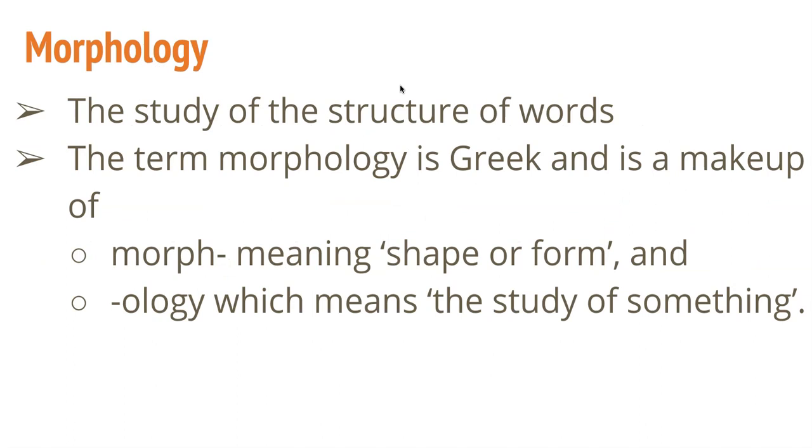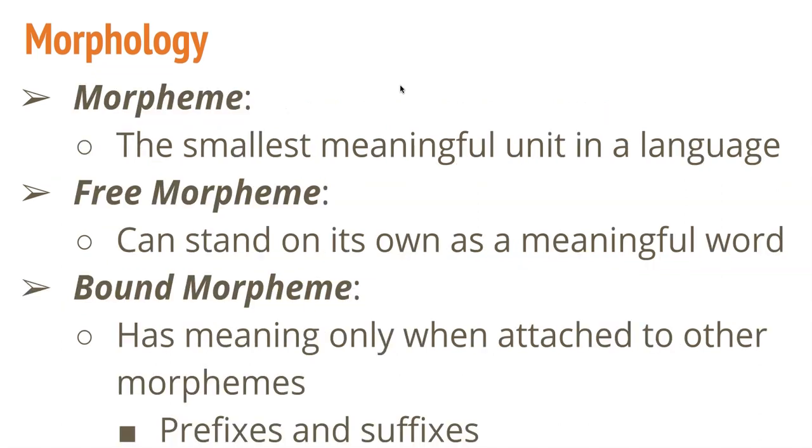All right, still talking about form. Morphology is the study of the structure of words. The term morphology is Greek, and it's made up of morph, meaning shape or form, and ology, which means the study of something. So it's the study of the shape or the structure of words and word meaning. And a morpheme is the smallest meaningful unit in a language. So not a sound, but a meaningful unit.